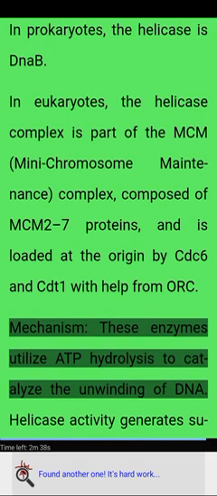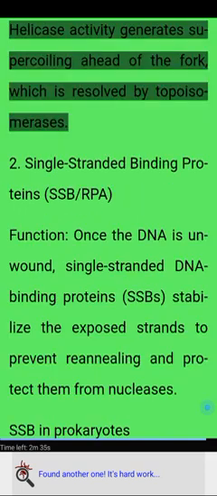Mechanism: these enzymes utilize ATP hydrolysis to catalyze the unwinding of DNA. Helicase activity generates supercoiling ahead of the fork, which is resolved by topoisomerases.